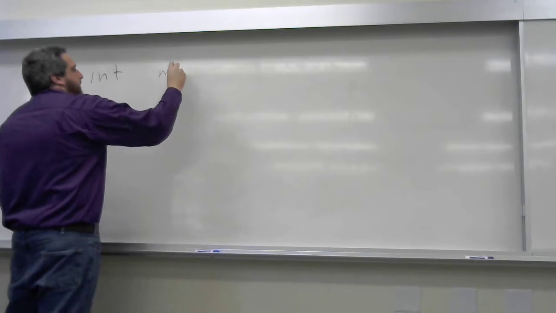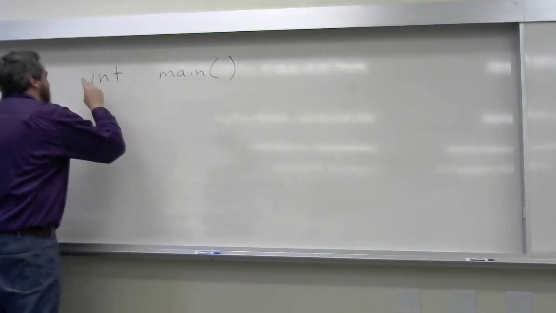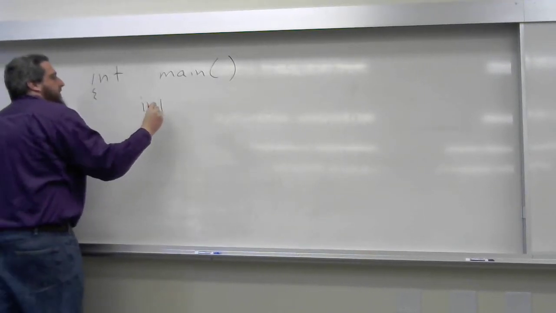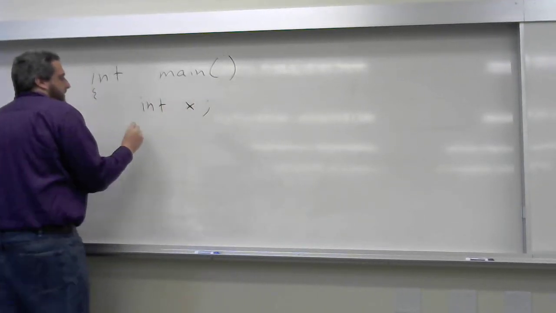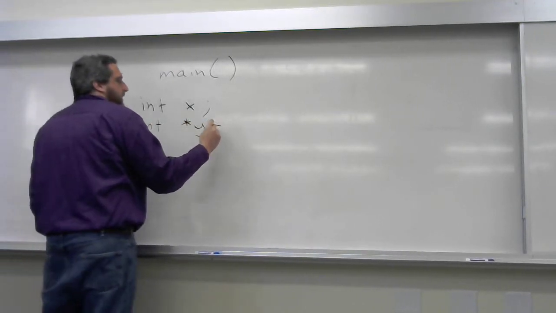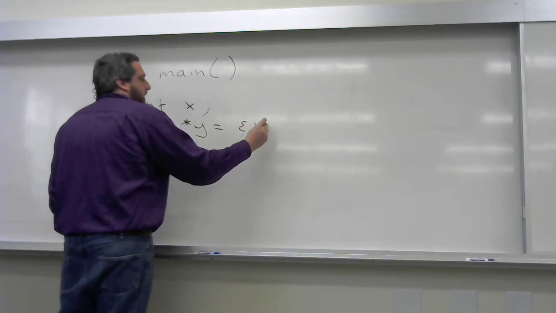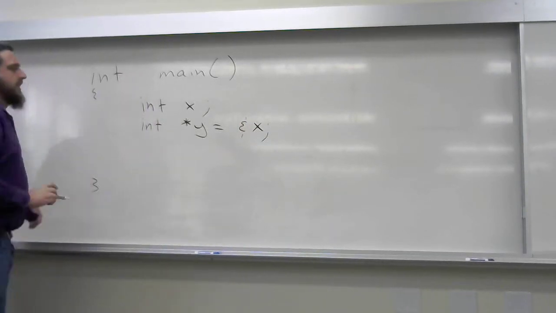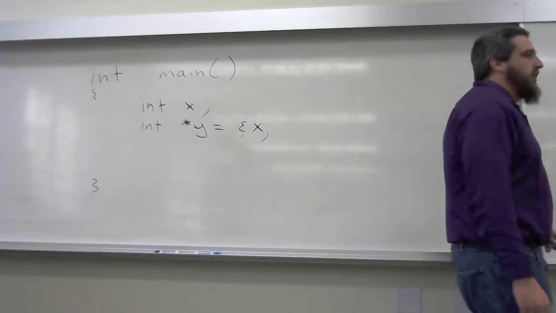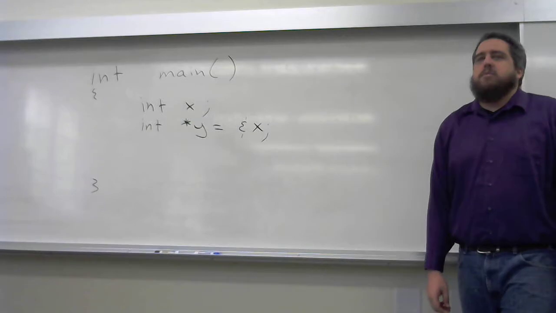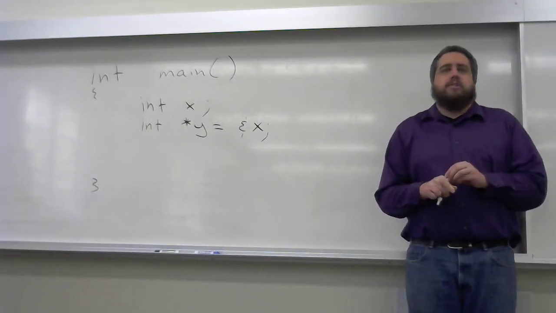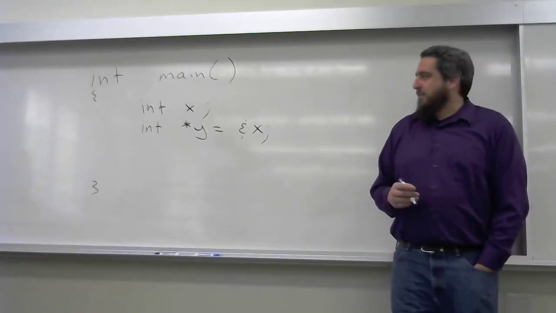So if I have my int main here, I say int x, and I say int star y equals ampersand x. This is one of C's most powerful aspects that most other languages hide from us. This is called pointers.